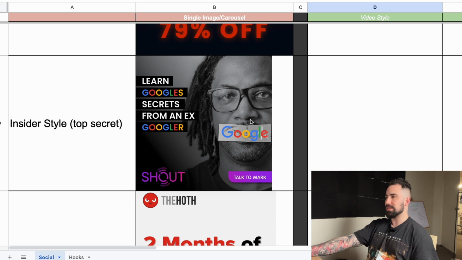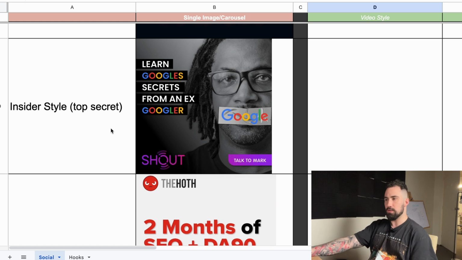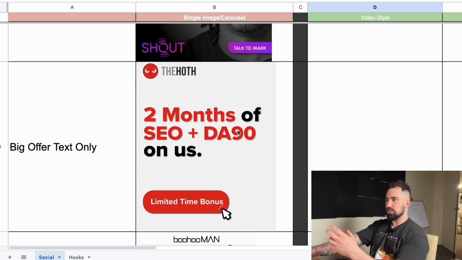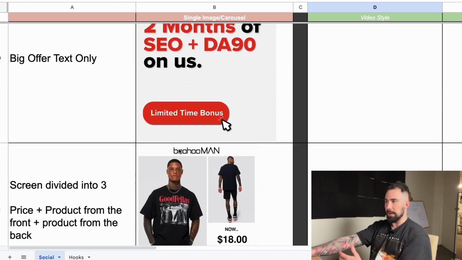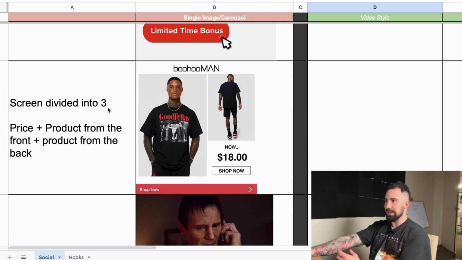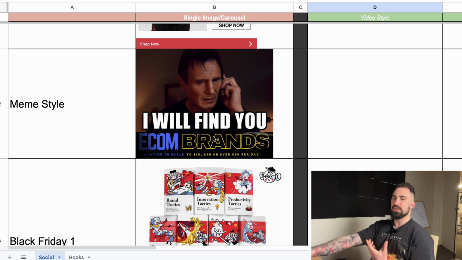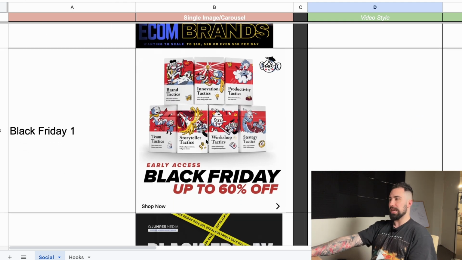This style we tested, making it look like a person's mouth is shut or eyes are red, doesn't really work. Insider top secret style ads don't really work. I see this type of ad working a little bit better. And we have one ad screen divided into three: lifestyle, and a call to action. This works great. Meme style, again, we're covering this meme style. I never see meme styles working really well in today's day and age.